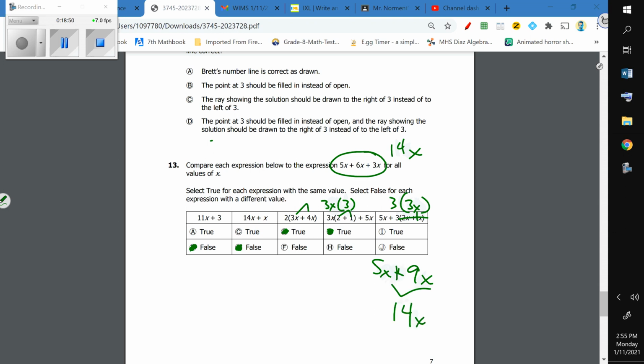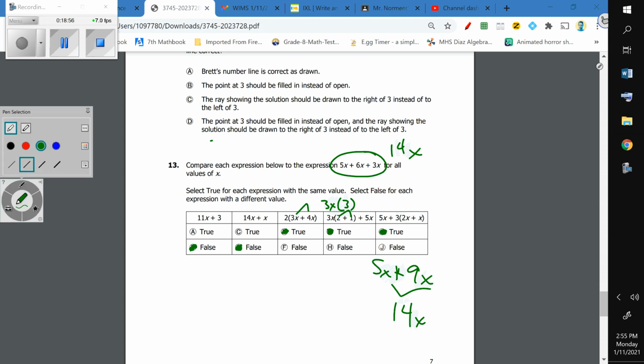9x plus 5x is 14x. And I'm going to do that one more time just to check my work, okay? This is going to give me 3x. 3x times 3 is 9x, and 9x plus 5x is 14x. So yeah, it's true. It's definitely true. Okay.